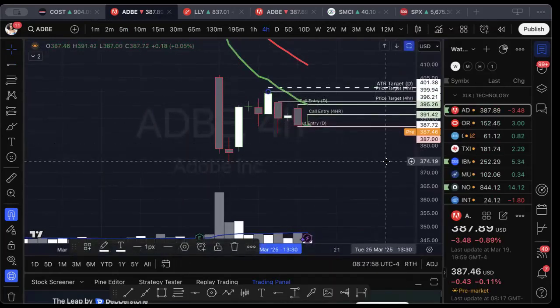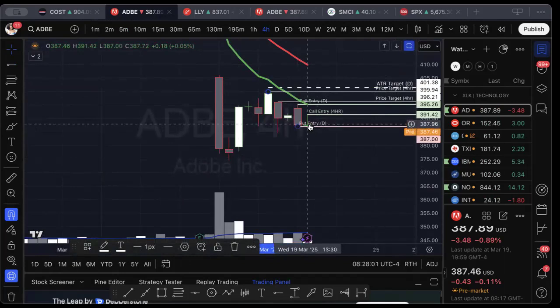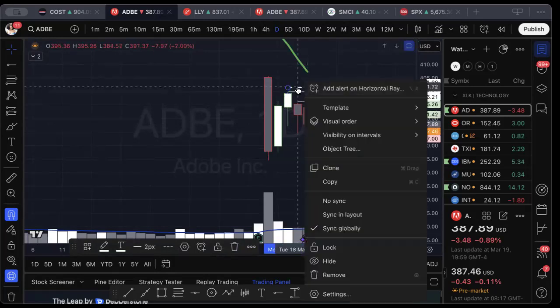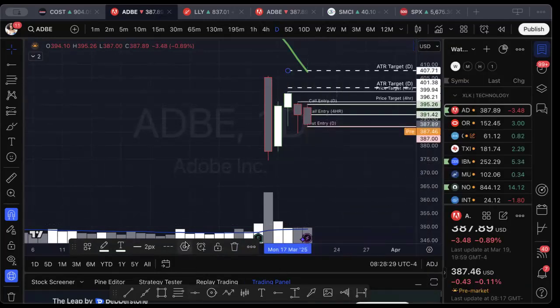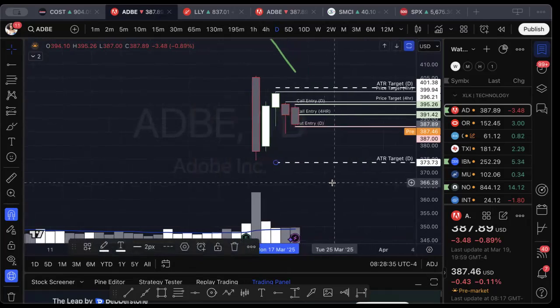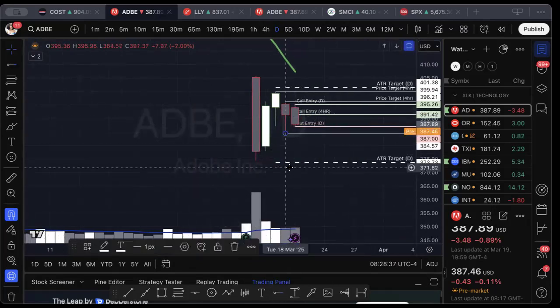All right, and then let's look at the downside. So for the downside, we will be looking at, let's see here. All right, so we're looking at, for the downside, 373.73. And let's map out our price targets.